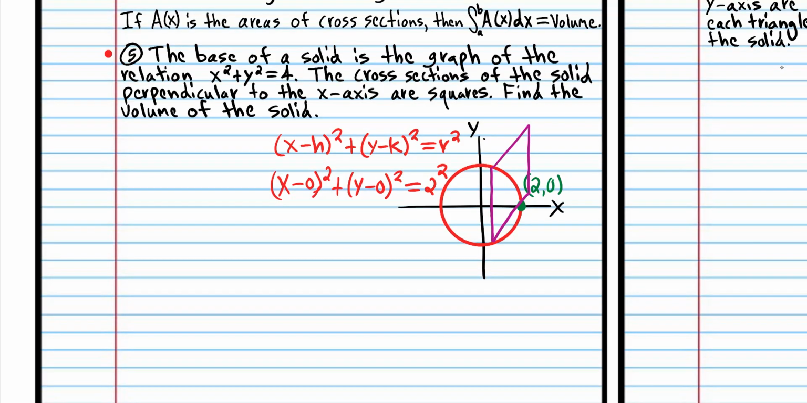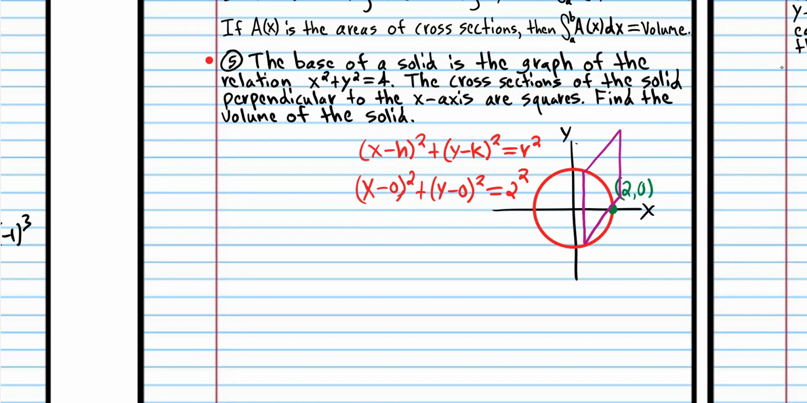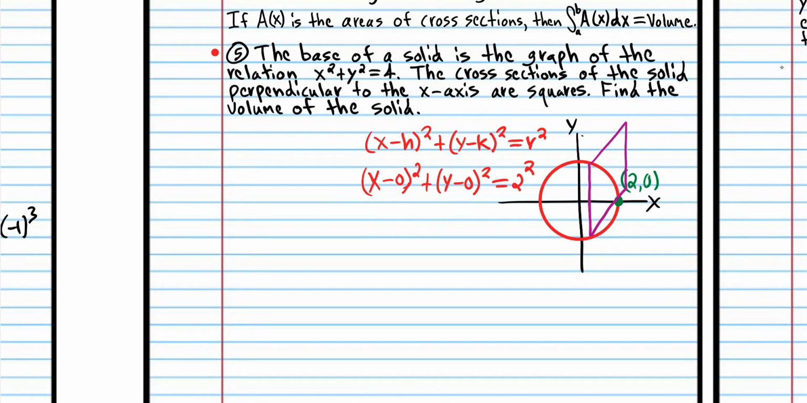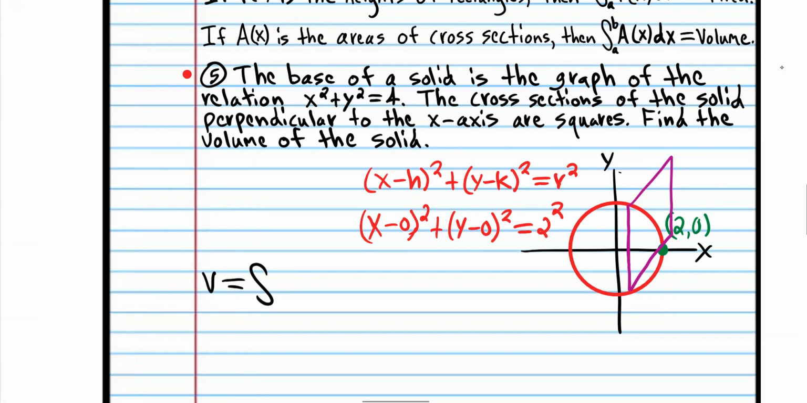Now, I know what a lot of you are going to think. You're going to think, well, what does that solid look like? Well, we could figure it out if you wanted to, but we don't really need to. So let's find the volume. It's the integral of the cross-sectional area.